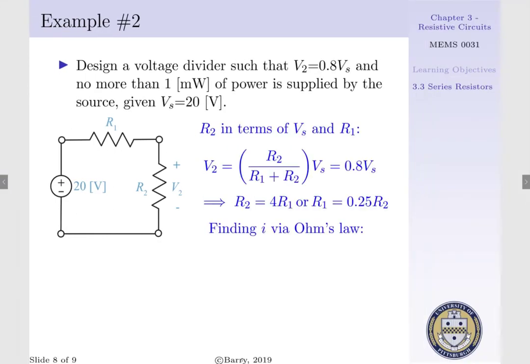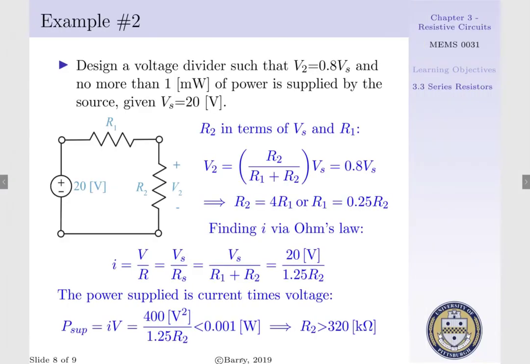Now we have to determine our current running through our circuit network. To do such, we'll apply Ohm's law, where I is equal to voltage potential per the resistance of the element of interest, which is equal to Vs per R1 plus R2. In recognizing R1 is equal to 0.25 R2, we can say our current running through our system is equal to 20 volts per 1.25 R2.